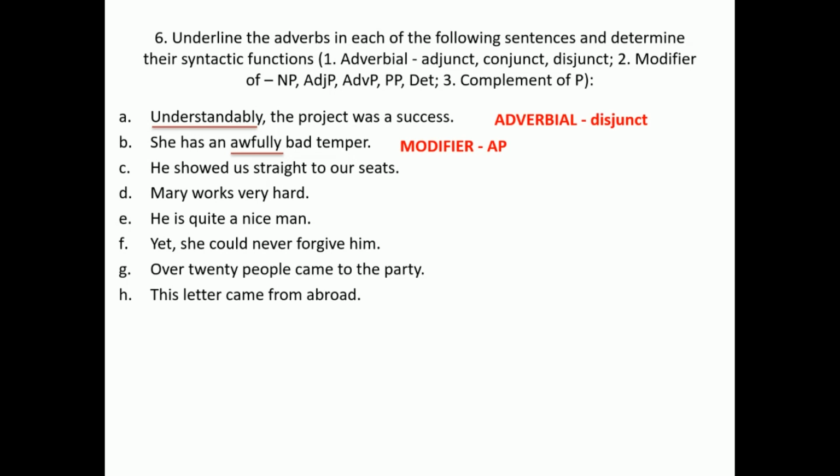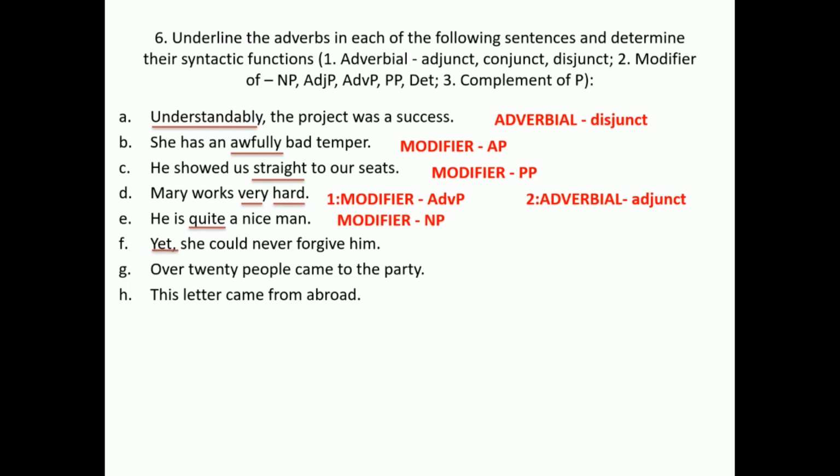He showed us straight to our seats. The adverb is straight and it modifies to our seats, so it modifies a prepositional phrase. Mary works very hard. You have two, very and hard. Very is a pre-modification of the adverb phrase, hard, and hard itself is the adjunct of degree. He's quite a nice man. Quite is the adverb, but here it's actually a modifier of a noun phrase.